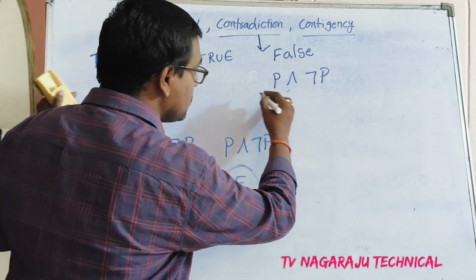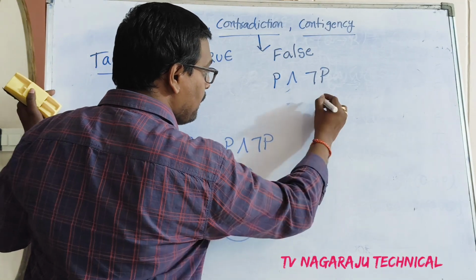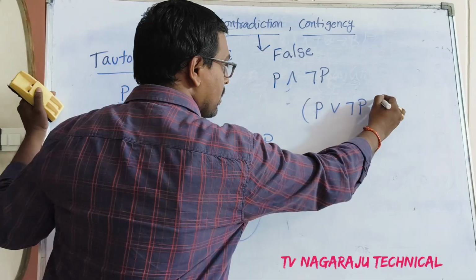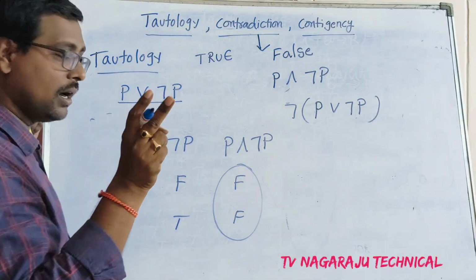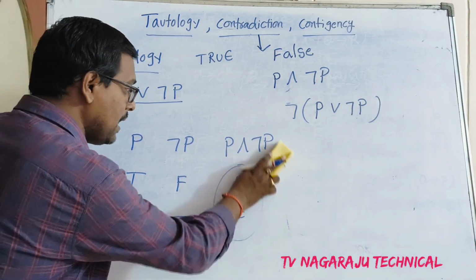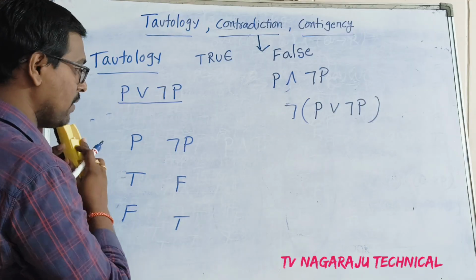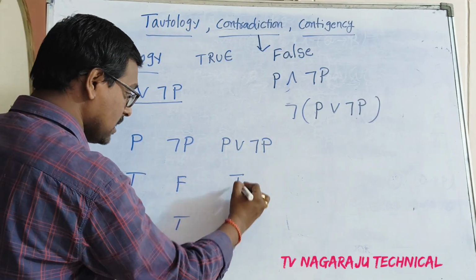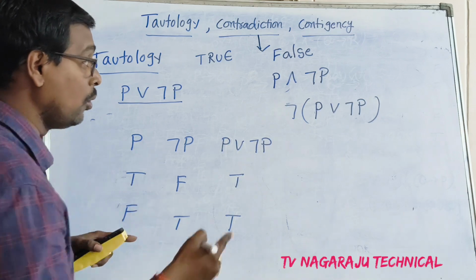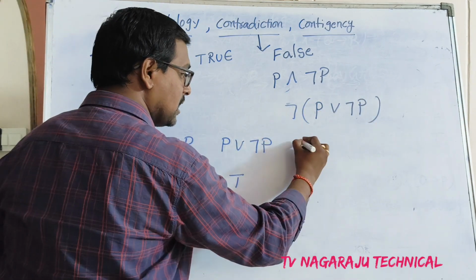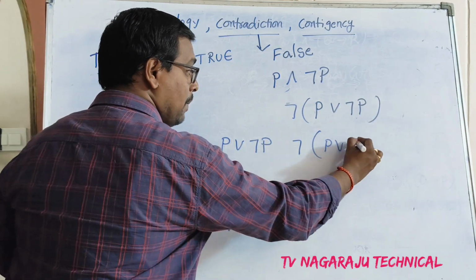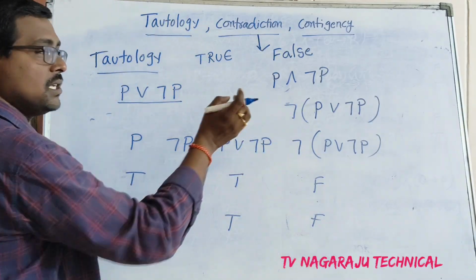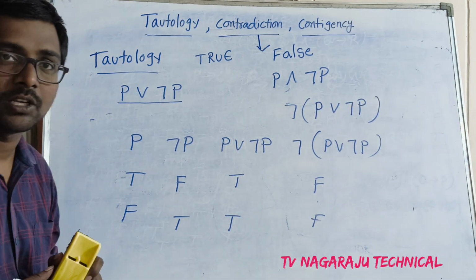Here is one more example: the negation of P or negation P. We already know P or negation P is true. Now take the negation of the result: negation of P or negation P gives false, false. This is also an example of a contradiction.